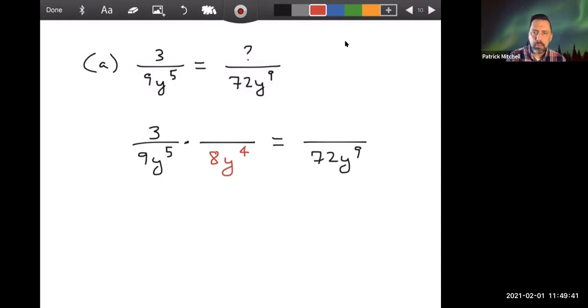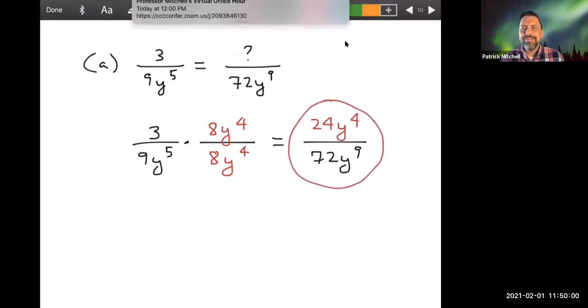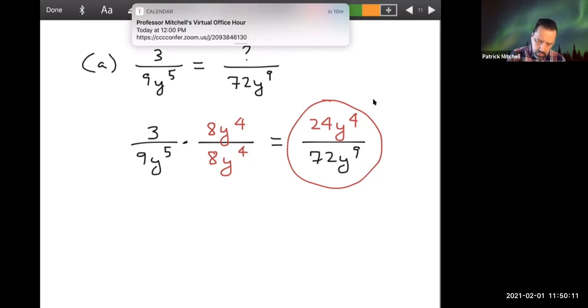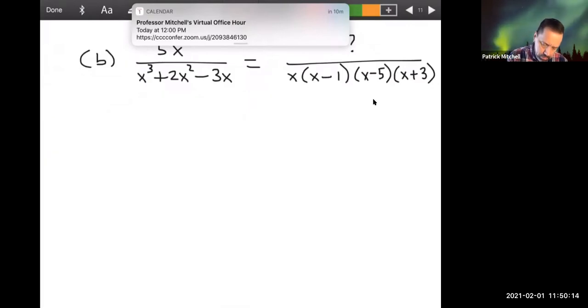And of course, if I'm going to multiply the bottom by 8y to the 4th, I have to multiply the top by 8y to the 4th. So that would make my new numerator 3 times 8y to the 4th, which is 24y to the 4th. Okay, I've got notifications showing up on my screen. All right, last example.